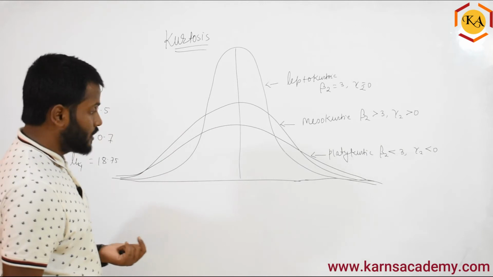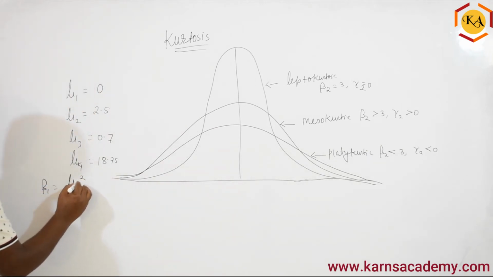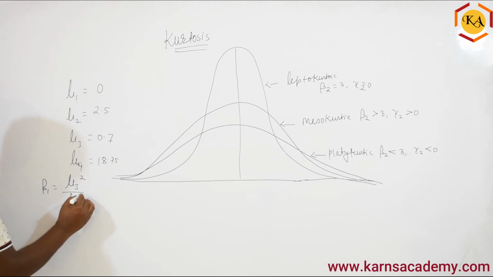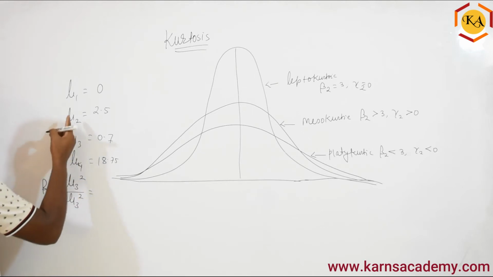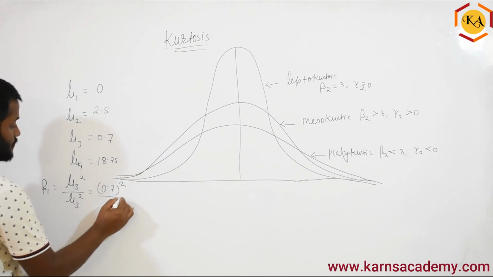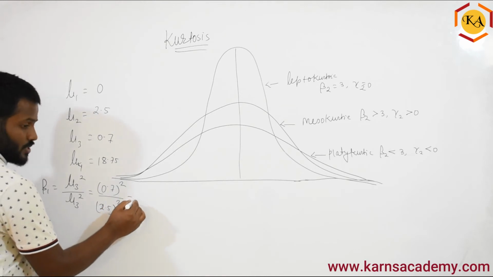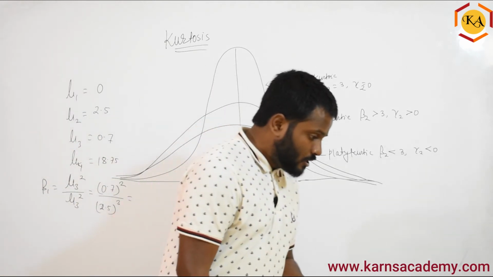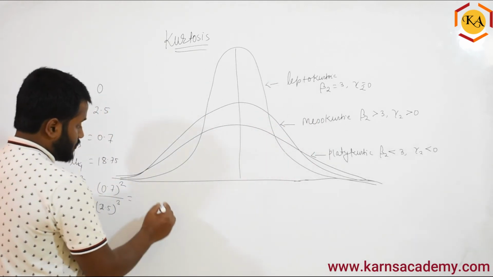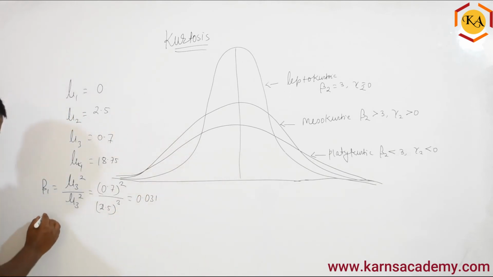Skewness is what? We have two types of skewness. One is beta 1, which is nothing but mu3 square by mu2 cube. Write down the values: mu3 is 0.7, so 0.7 square, by mu2, which is 2.5 cube. Solve this, and you will get beta 1 as 0.031.